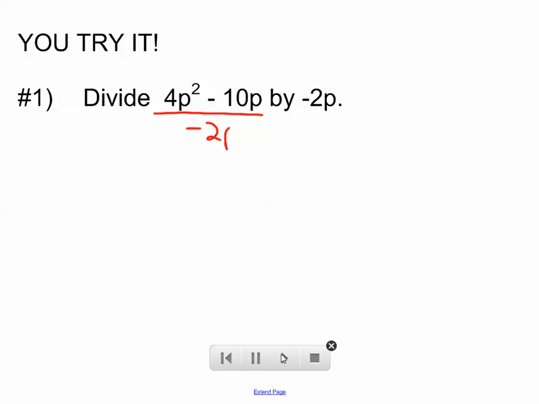Okay, so let's set this up. We're dividing both by negative 2p. When it's a monomial that we're dividing by, this might be your easiest route. You can use long division though.